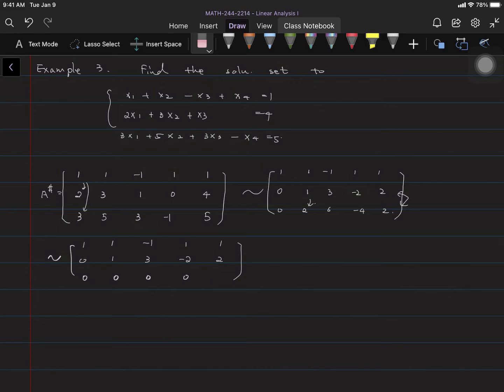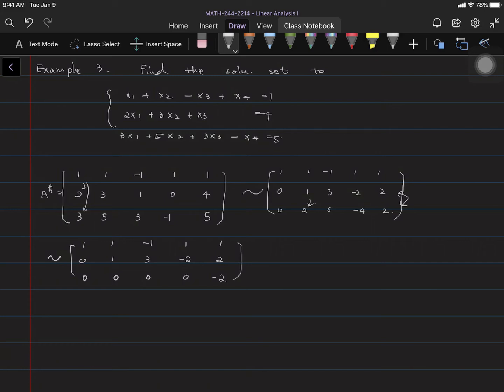All the first several numbers are zeros, but the last number in the second row: 2 times negative 2, negative 4, add 2 should be negative 2. So this number is negative 2. Now let's take a look at the last row. Last row means what?